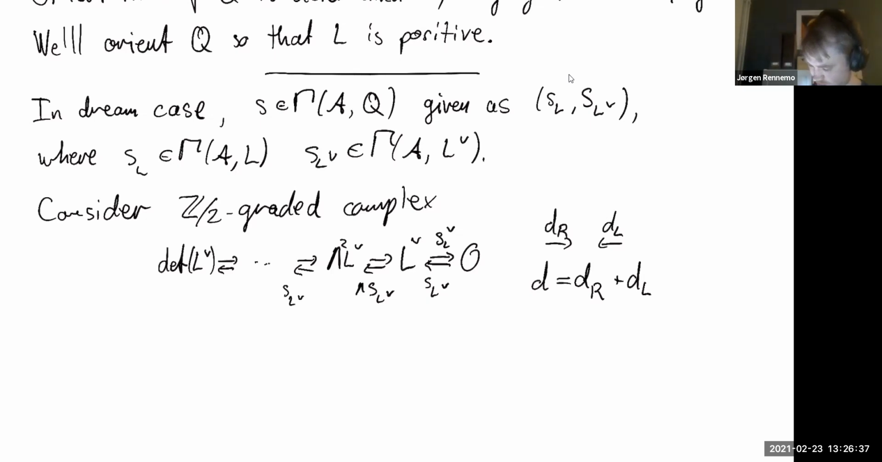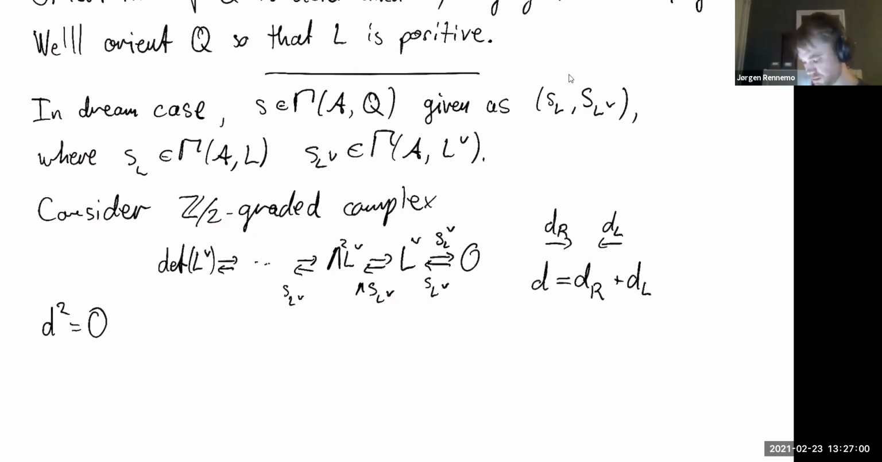So here you get d squared equals 0. So this is a complex. But the differential doesn't increase the degree by 1. It just changes the parity of the degree. So this is a complex which only has a Z mod 2 grading, not the usual Z grading.